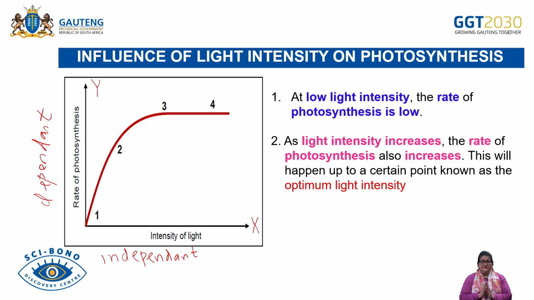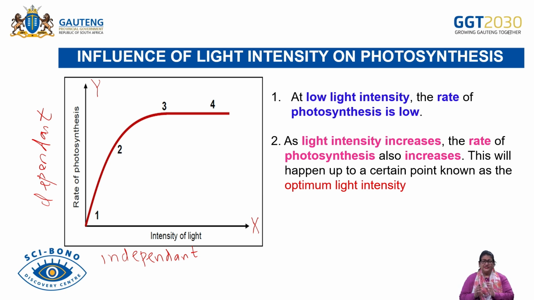Because you as an investigator, you as a scientist, will manipulate this factor. You are able to now say, let me control how much light I'm going to give to a plant, and let me see now if the rate of photosynthesis will increase or decrease. So you see, the rate of photosynthesis depends on the amount of light intensity. So you can't control how much photosynthesis can take place, but you can control in an experiment how much light you're going to give to a plant.